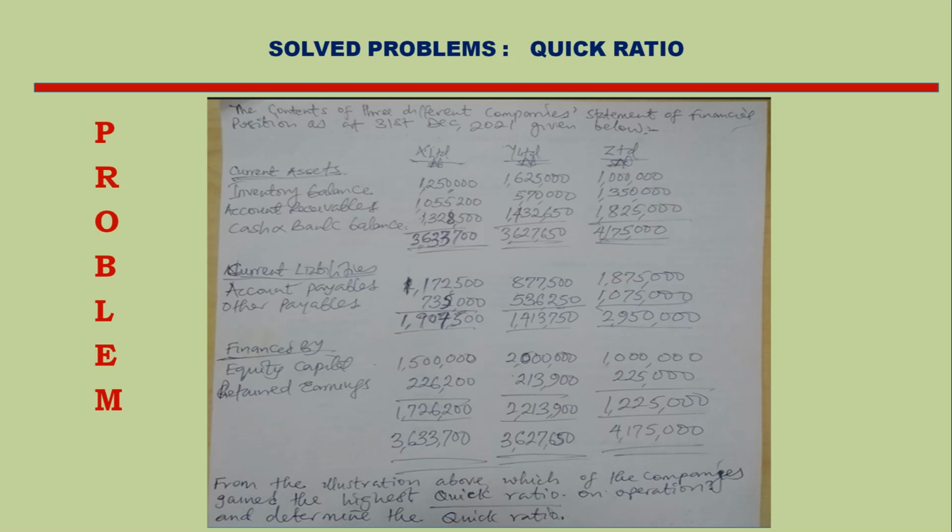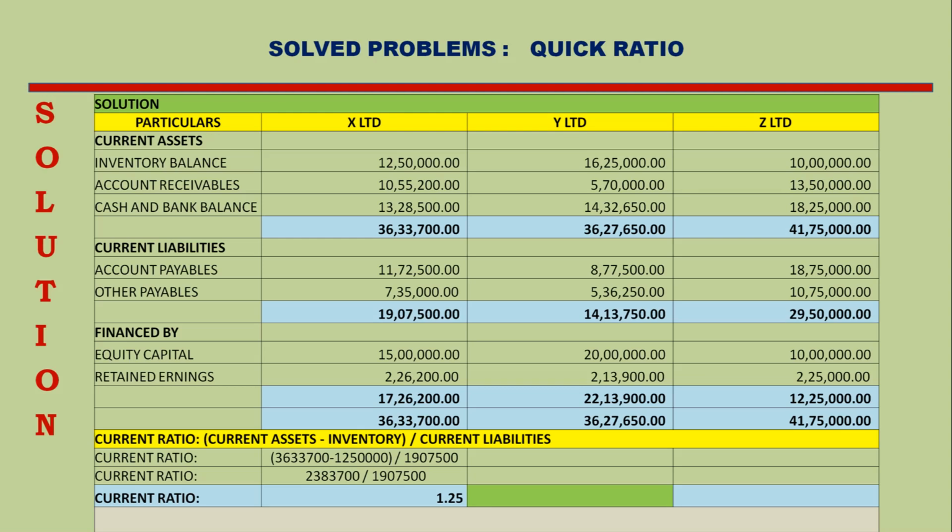From the above illustration, which of the companies has the highest quick ratio on its operations? Determine the quick ratio. Quick ratio is current assets minus inventory divided by current liabilities.